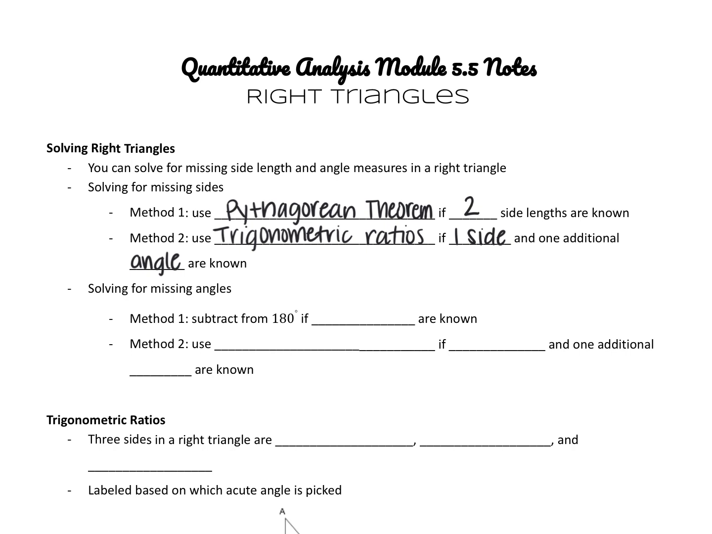other missing sides. Then there's also solving for missing angles. If you know two angles, you can just subtract those from 180 and get the third one. If you don't, then we use something called inverse trig ratios if two sides and one additional angle are known. So if you know two sides and one angle, then we use what are called inverse trig ratios to solve for the missing angles.